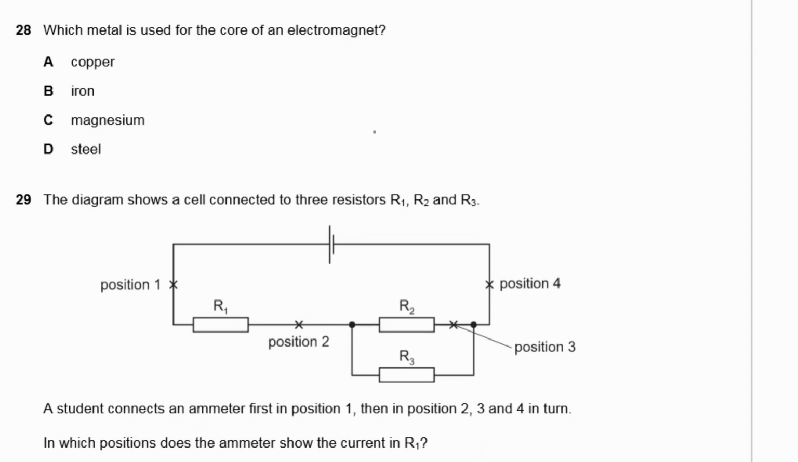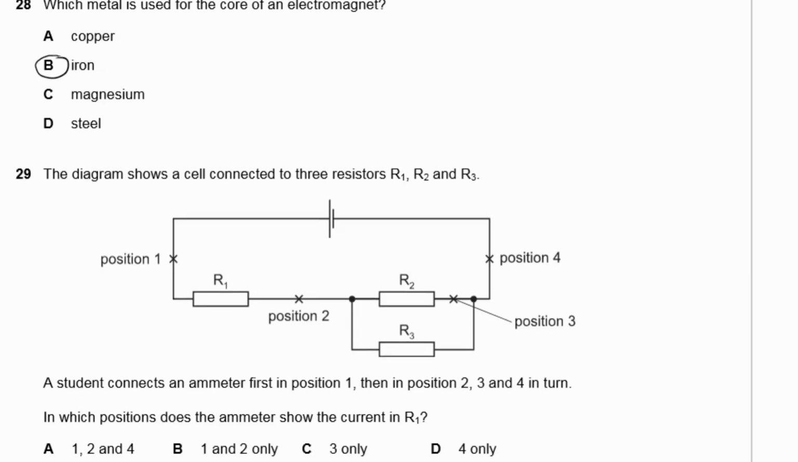Which metal is used for the core of an electromagnet? Well, the answer to that's one that you need to know straight off the bat. It's iron. Iron is softly magnetic, which means it loses its magnetism easily, which is why it's so good in an electromagnet. 29.